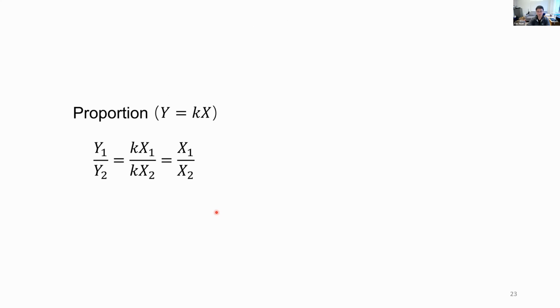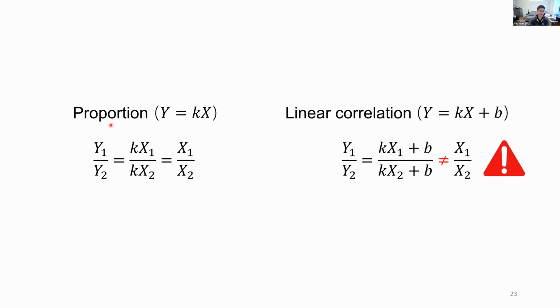This basically leads to the mathematical proportion versus the linear correlation. When we are talking about proportion, y equals kx and the intercept b is 0. In this case, y is the mass spec signal and x is the concentration. Then you take the mass spec signal and calculate the fold change, which equals kx1 divided by kx2. Cancel the k, and your signal fold change is equal to the concentration fold change.